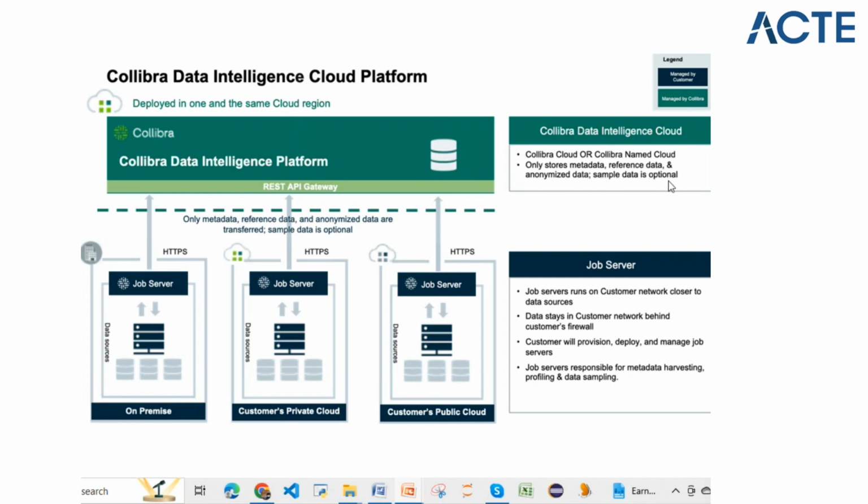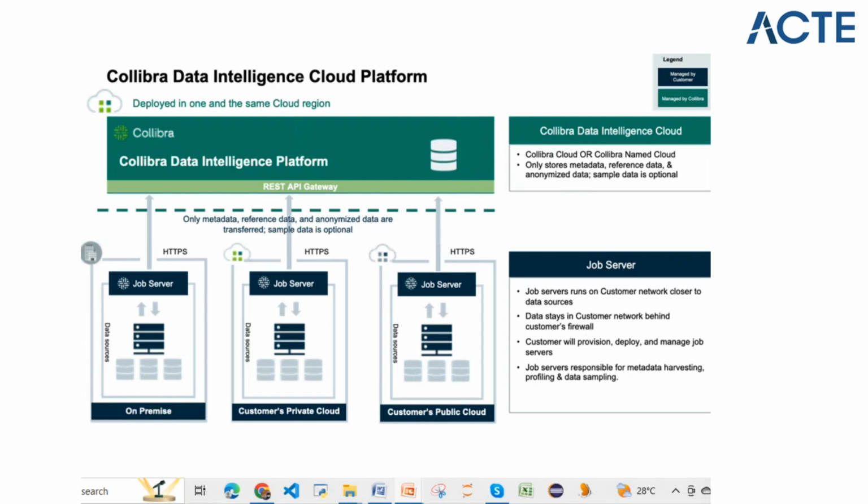In Collibra DGC, we will be having only metadata reference data. Sample data is optional. Unlike in data quality, where we ingest the actual data, in Collibra's DGC, if we want to store sample data for each table, maybe 10 to 20 rows, we can do that. Otherwise we can just ignore that and save only the column name and the table name inside Collibra DGC. The job server will be running on our customer's client network, closer to the data source, behind the firewall.